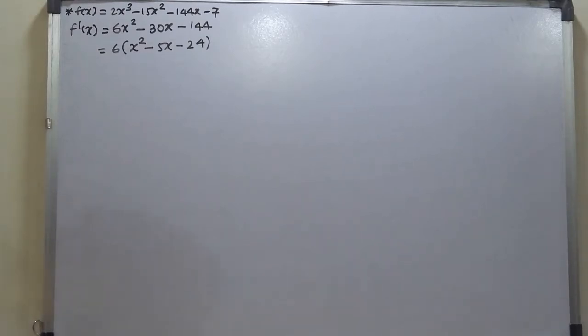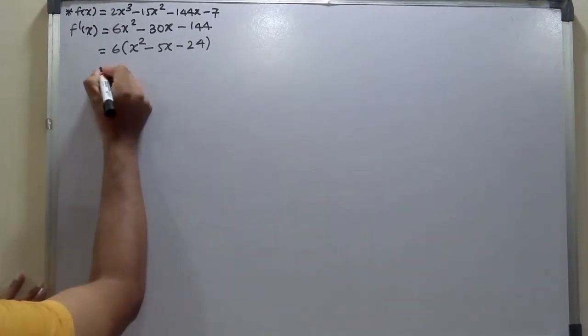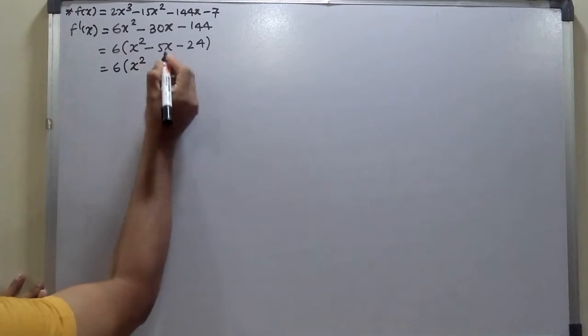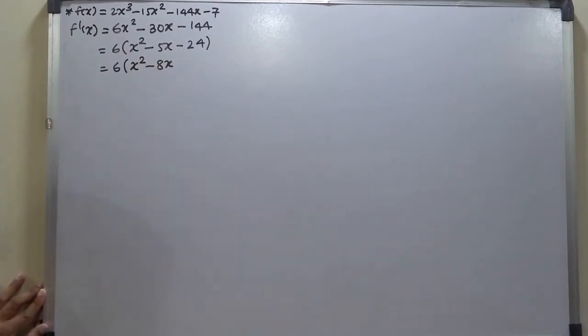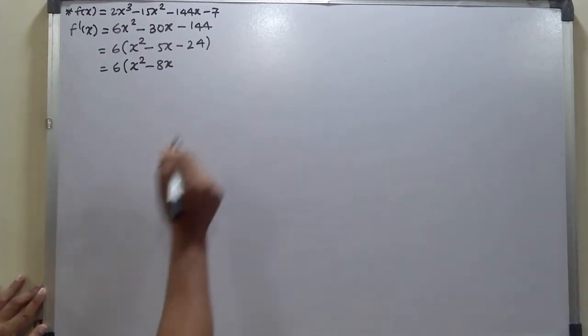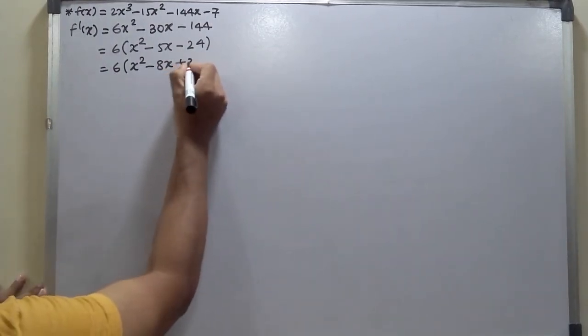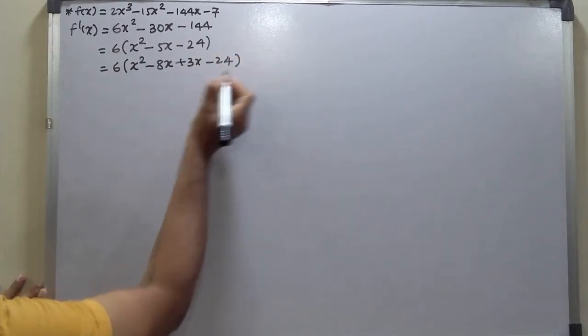24. Subtraction should be 5. 8 3s are 24. So 6x squared minus 8x. Watch if I am writing correctly or not. Otherwise, like last time, instead of 2 I write 4. So 8 3s are 24. So 8 3s are plus 3x minus 24.